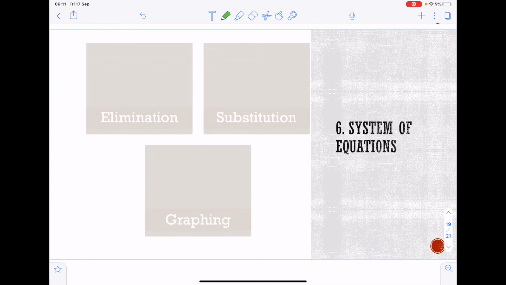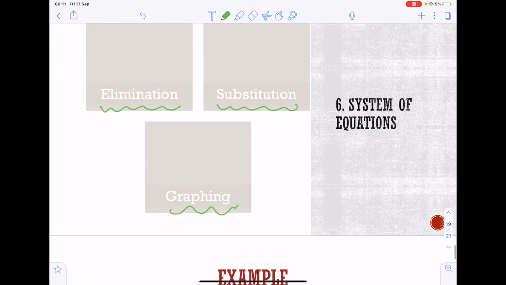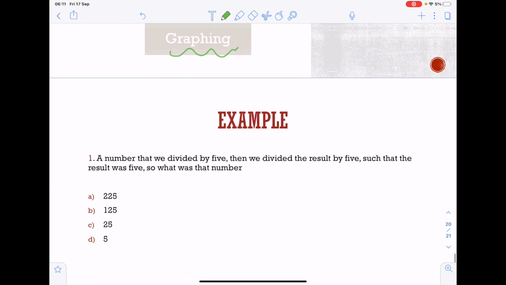Okay, now what about the system of equations? Solving a system of equations can be done with many methods. The first one could be elimination, and then substitution and graphing. Let's see some of those methods during the examples.